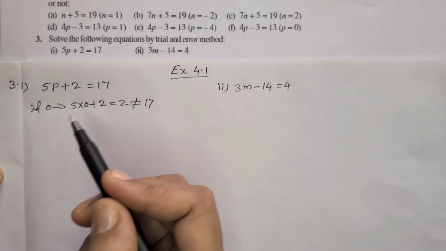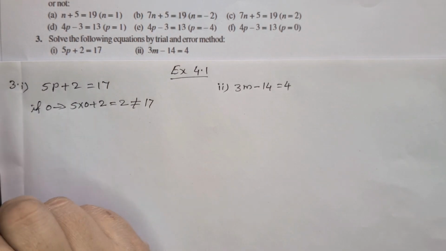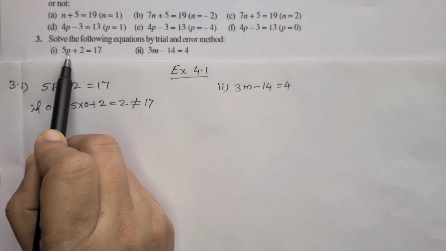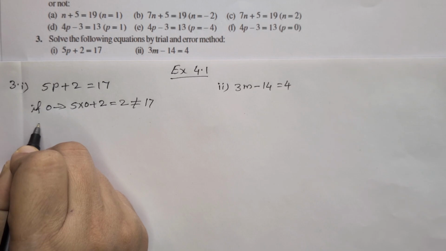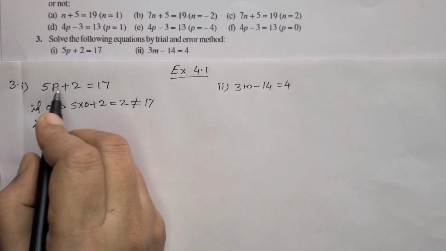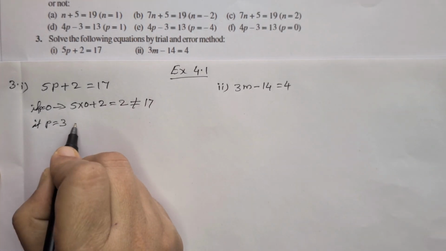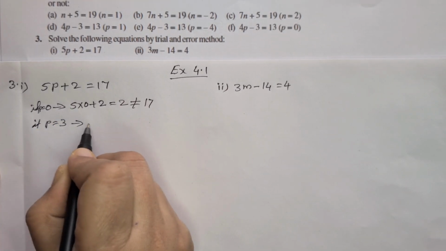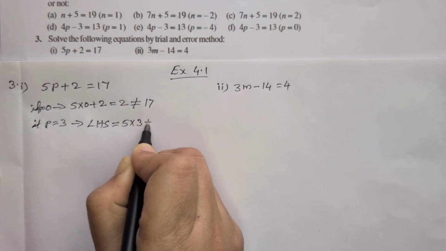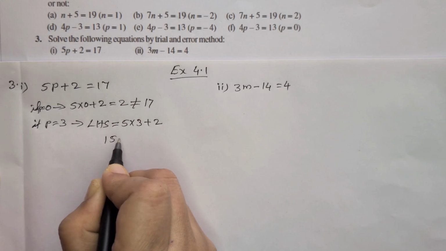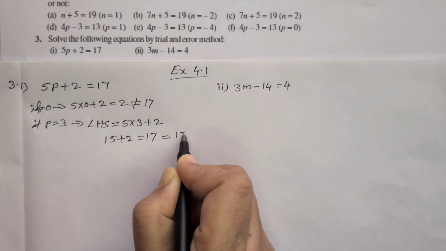So by trial, we can try 1. 5 into 1, 5, 5 plus 2 is 7, not 17. Then if we try with 3, if p is equal to 3, this LHS will come as 5 into 3 plus 2. 5 into 3, 15, plus 2. That means 17, which is the same as the right side answer 17.